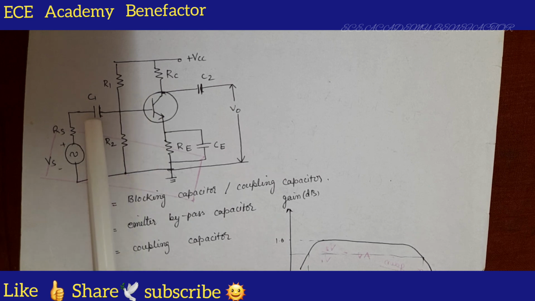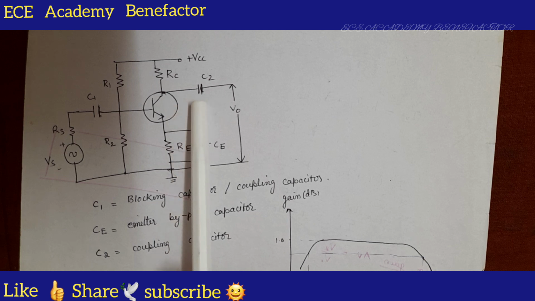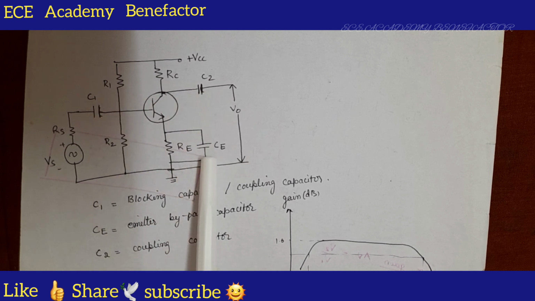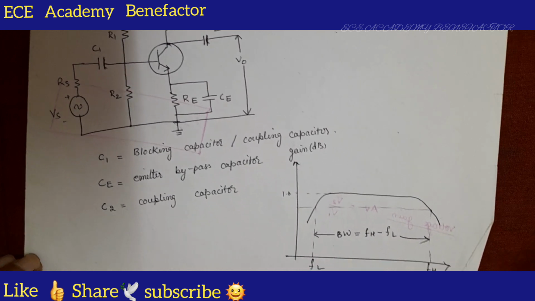C1 is the blocking or coupling capacitor. CE is known as emitter bypass capacitor, and C2 is known as coupling capacitor. So, C1, C2, CE are connected to maintain stability of the transistor.